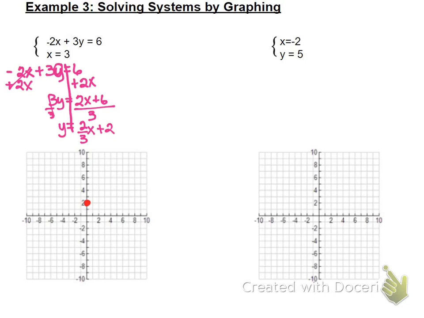Then the slope of this line is going to be up 2 over 3. And then to get my second point, I'm going to do the opposite. So down 2, left 3. Down 2, 1, 2, 3. There we go. Now I'm going to plot my line.